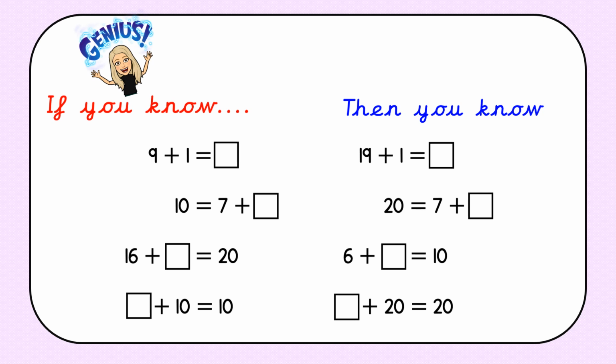Okay, so what we're looking at today is using patterns in numbers to help us find answers. So if you know 9 add 1 equals 10, then you're going to know 19 add 1 equals 20. Well done. So you can pause the video here and have a go at writing these number sentences out and filling in the missing numbers.